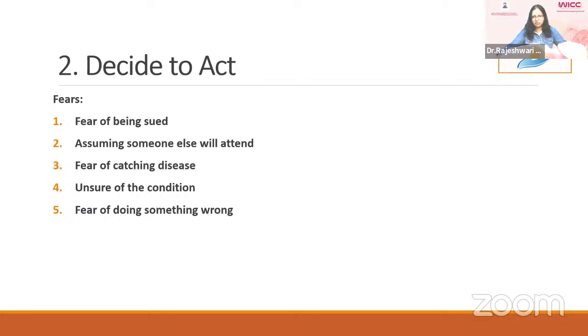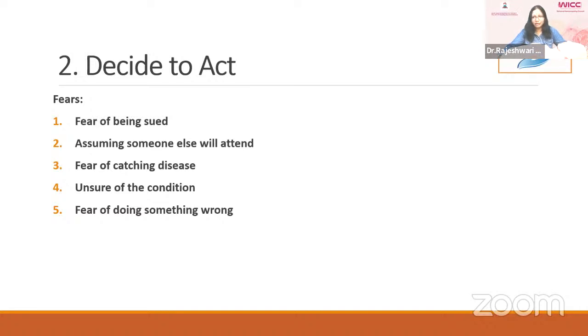Fear of catching disease. Once it happened that I was a resident in the neonatal ICU, during my internship. At that time our pediatrician was there, the director of the hospital. He said, Rajeshwari, they left the hospital on me for around 10, 15 days. One of the patients, a small kid who was very critically ill, needed CPR and mouth-to-mouth resuscitation. On call, he said, give the mouth-to-mouth resuscitation.